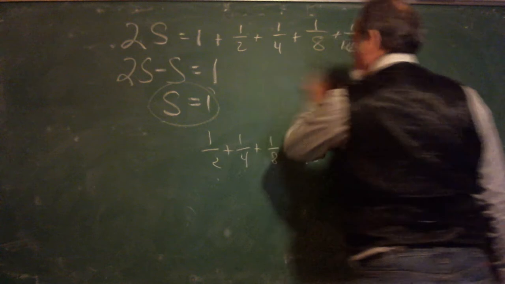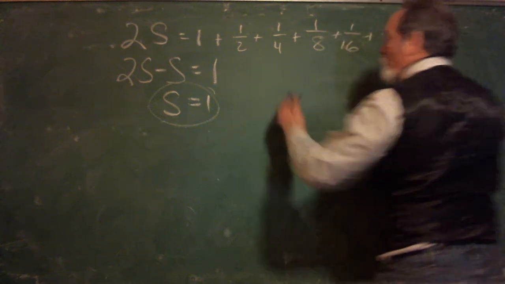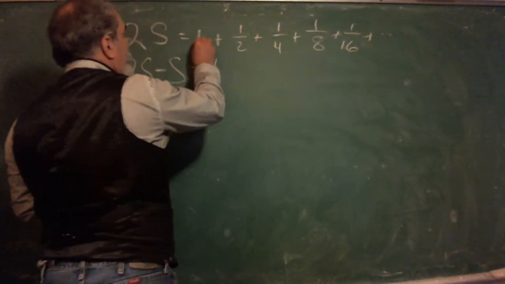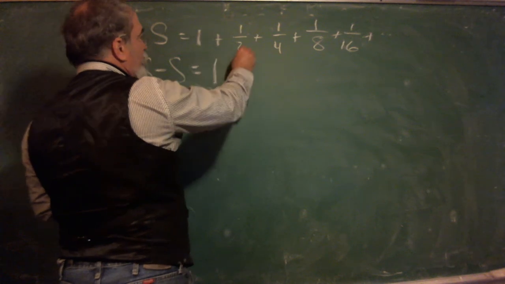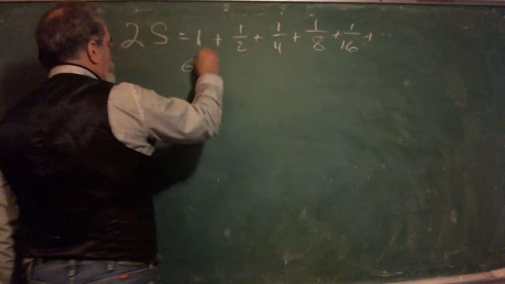All right, so this is the kind of problem you should be able to do. And this kind of series, where you have a starting amount and you multiply by a fraction, that kind of series is called a geometric series. You should be able to do one.